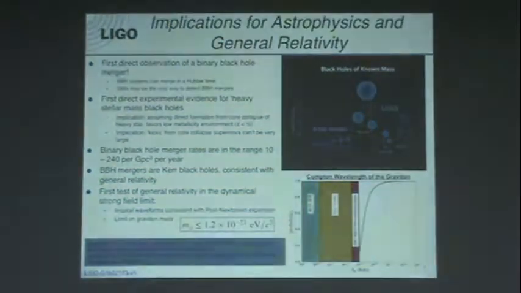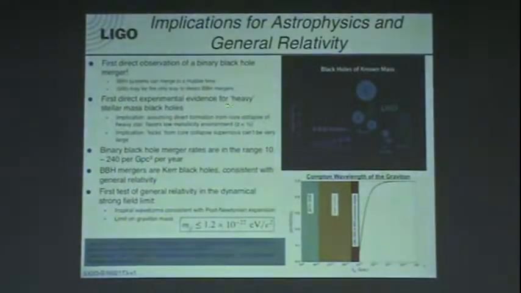So there are a number of implications for astrophysics and general relativity, and there are people that can give talks on every one of these bullet points. I'll just summarize them. This is the first time that we've ever experimentally observed a binary black hole merger, which says that they exist in nature. It says that they merge in Hubble time. And in fact, it may be that gravitational wave detectors are the only way to see binary black hole mergers. There are some postulated mechanisms that they may produce some kind of light, but so far we haven't seen that.